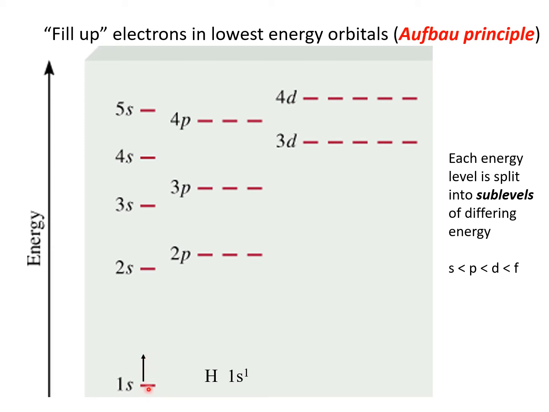The next element in the periodic table is helium, which has 2 electrons. And since we've already placed 1 electron in the 1s atomic orbital, we just have to place the second electron in the orbitals. Now, as you may recall, each atomic orbital can hold a maximum of 2 electrons.